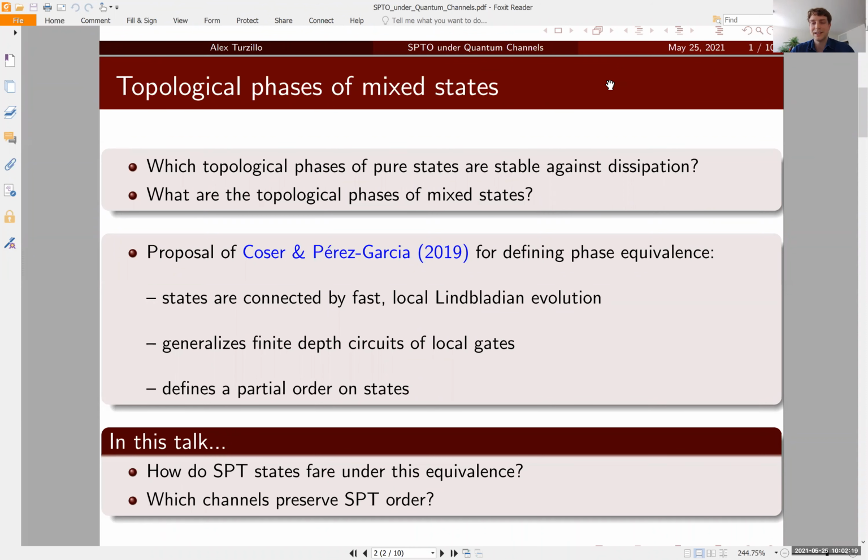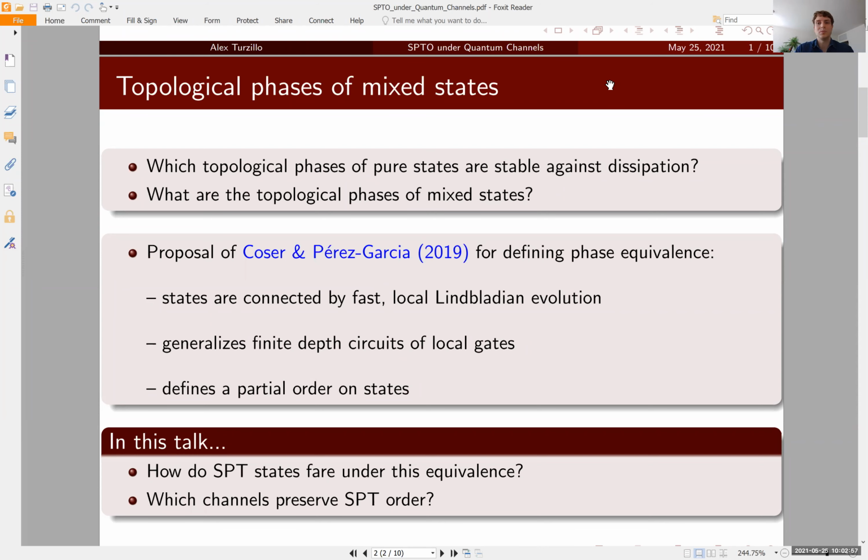This directly generalizes the more familiar notion of phase equivalence in unitary systems, which is states related by circuits of a depth that grows sublinearly in the size of the system. An interesting consequence of phase classifications in this dissipative context is that one gets not just a set of phases, but a partial order on phases. This is coming from the fact that you might be able to drive in a fast way from one state to another, but not go back.